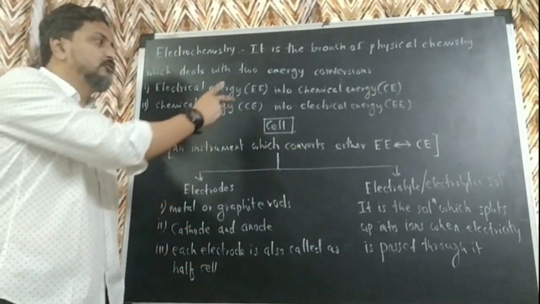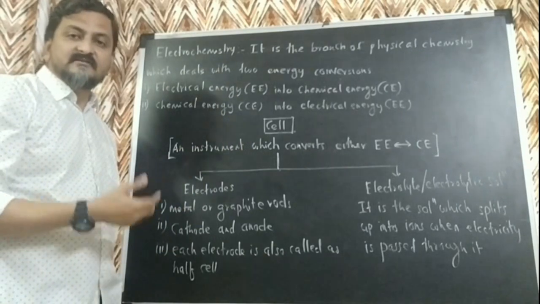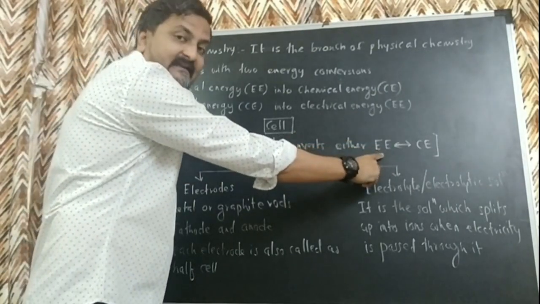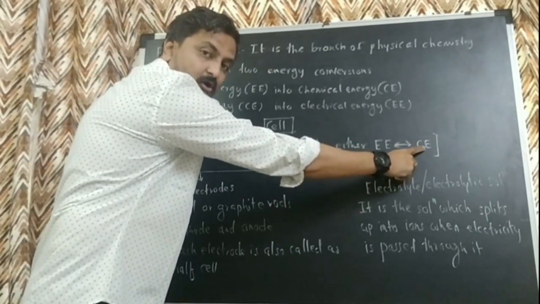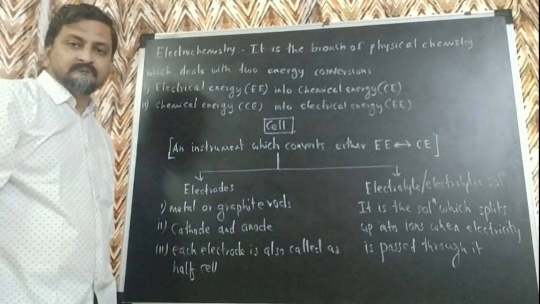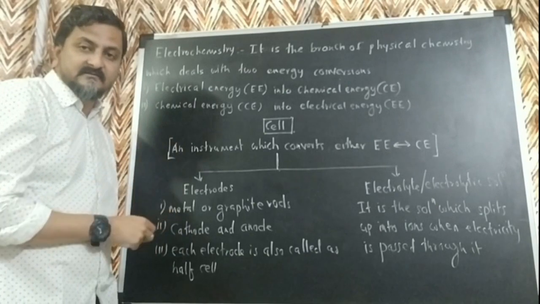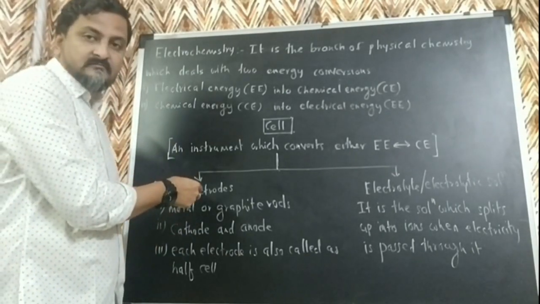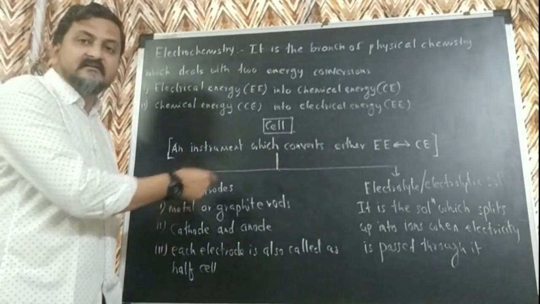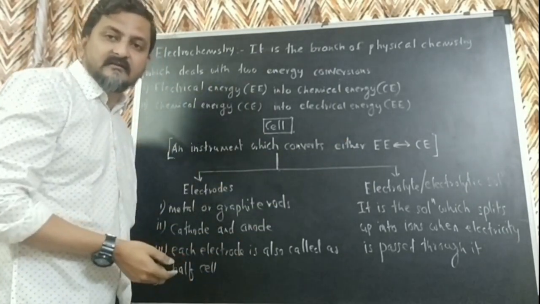Now for these two interconversions, we require a cell. What is a cell? It is an instrument which converts either electrical energy into chemical energy or chemical energy into electrical energy. A cell is divided mainly into two parts. One is electrode and the other one is electrolyte or electrolytic solution. These electrodes are dipped in an electrolyte or electrolytic solution. Electrolyte is also called as electrolytic solution.